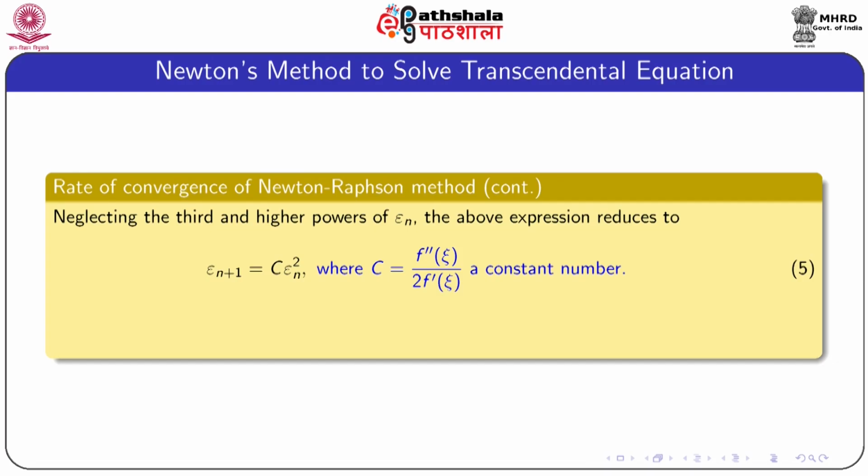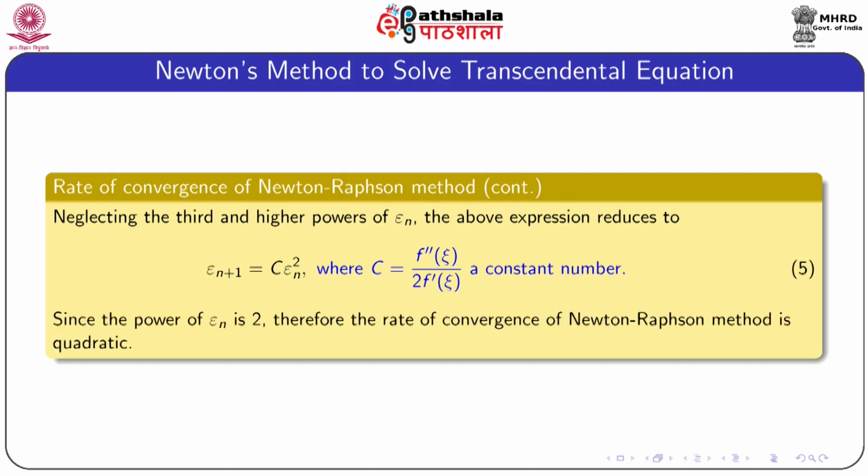Note that this expression is a quadratic expression of the error term epsilon n. Therefore, the rate of convergence of the Newton-Raphson method is quadratic.